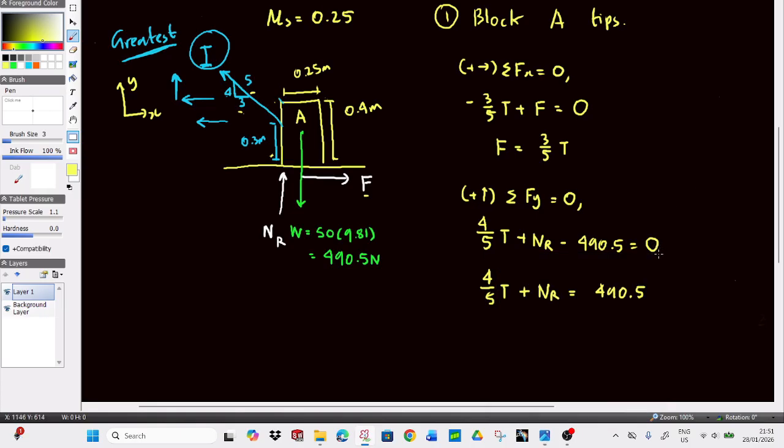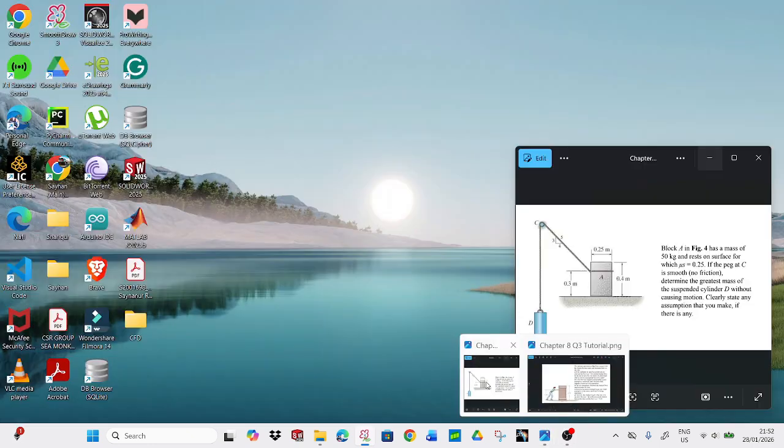So now what? Since we have two equations, there is one thing, because we know that block A might have this tendency to tip, right? So that's also a thing to consider.